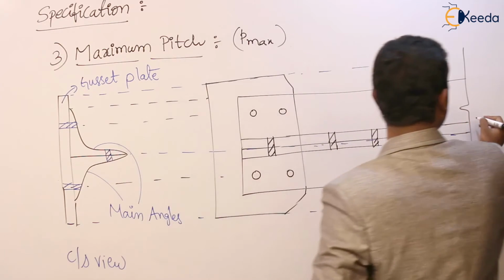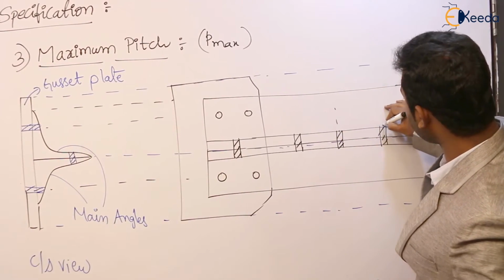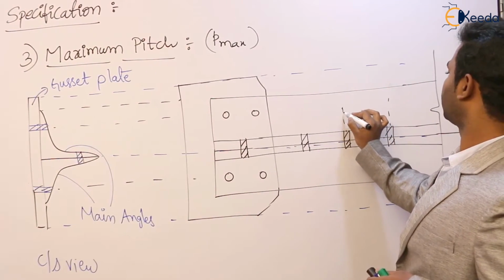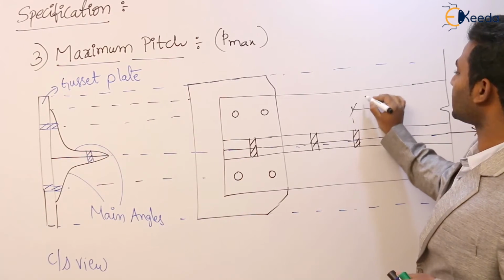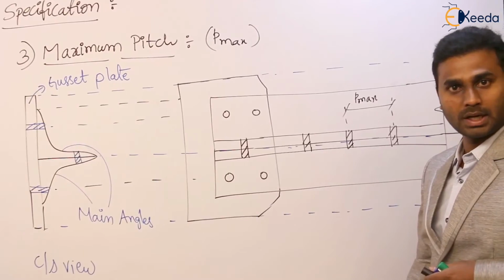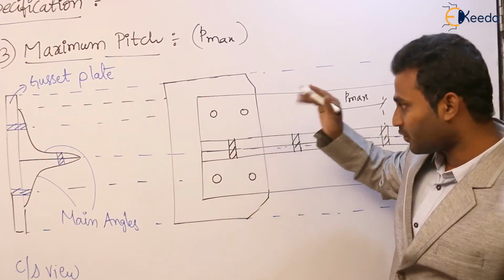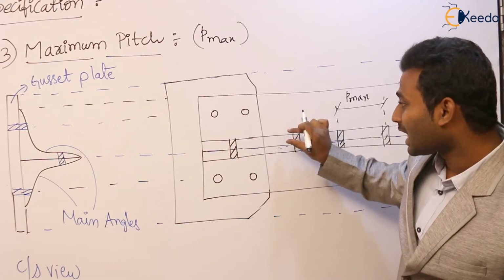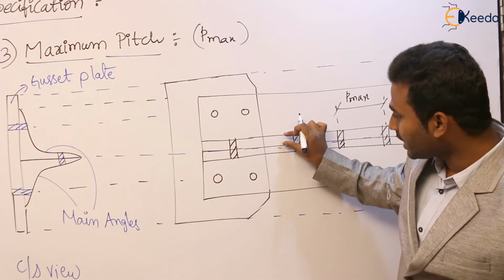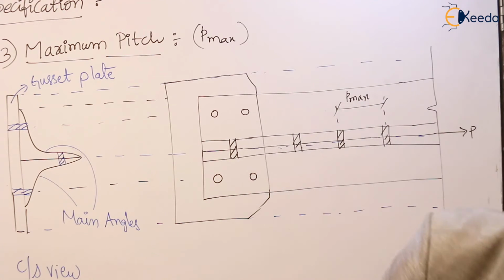So if the force in this member is tension, then the maximum pitch in this case is 1000. If force in this is compression, then maximum pitch in this case is 600 mm. Clear or not? See, this is the cross-sectional view and this is the front view. So if you see from front view, one leg of the angle seems to be two lines and another leg seems like a rectangle. So I'm going to show here.